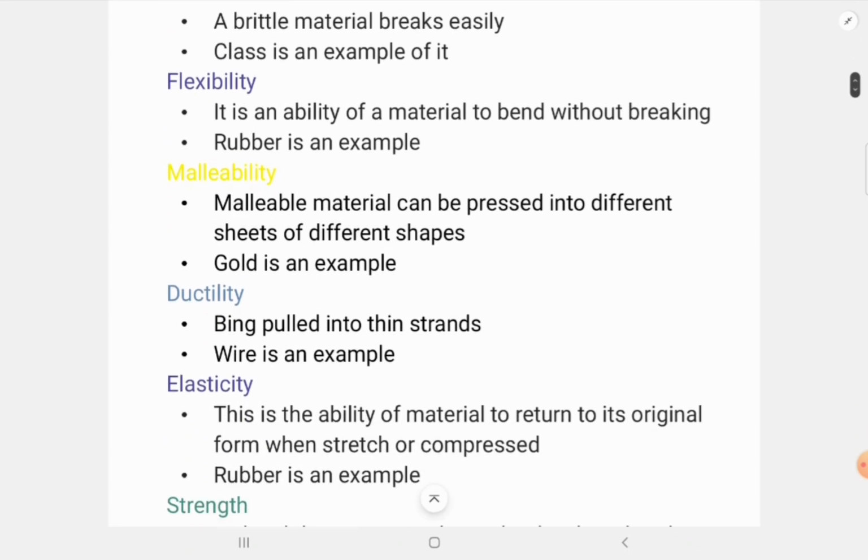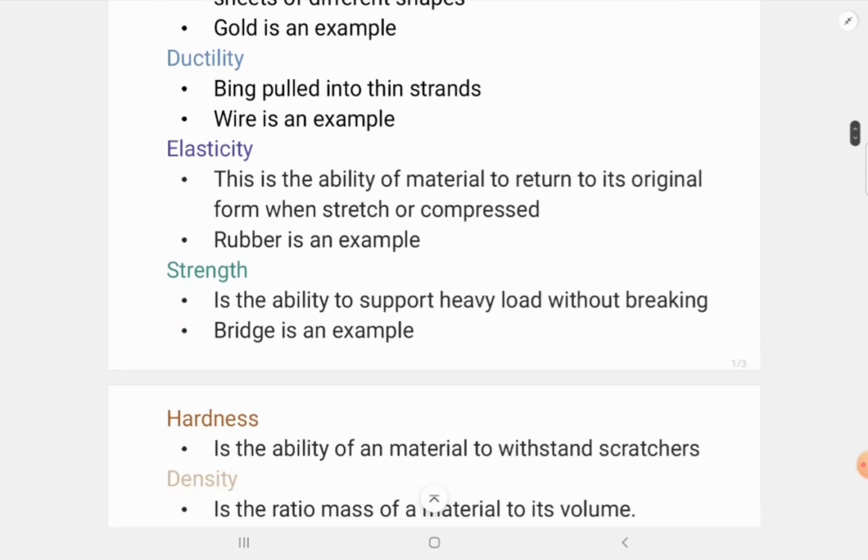Flexibility. It is an ability of a material to bend without breaking. Rubber is an example. Malleability. Malleable material can be pressed into different sheets of different shapes. Gold is an example. Ductility. Being pulled into thin strands. Wire is an example.